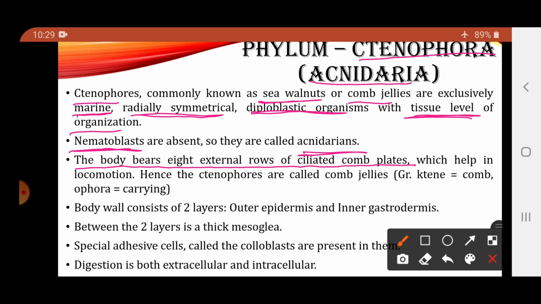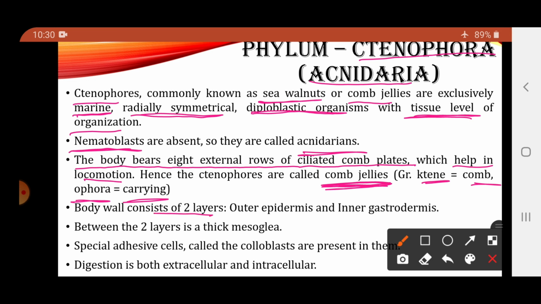It is a comb-like structure, and like a comb has teeth, here the teeth are made of cilia, and this helps them in locomotion. Hence the ctenophores are called comb jellies. As their body contains 8 external rows of ciliated comb plates, they are called comb jellies, and these comb plates help in locomotion. Cteno means comb, and phora means carrying. So they contain a comb-like structure and therefore are called ctenophores.